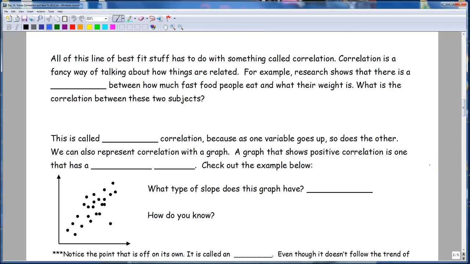Alright, so we're only going to do part of these notes, and only the stuff we go over in this video will be on your test. You'll have 3 multiple choice questions on your test that has to do with this material.